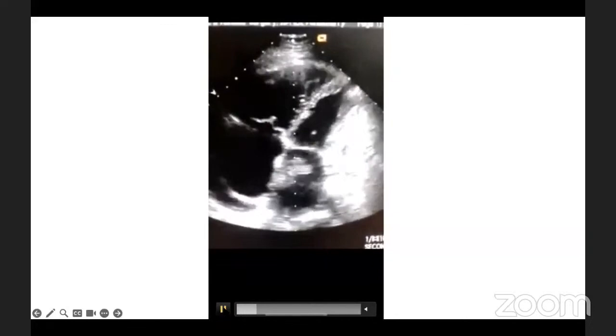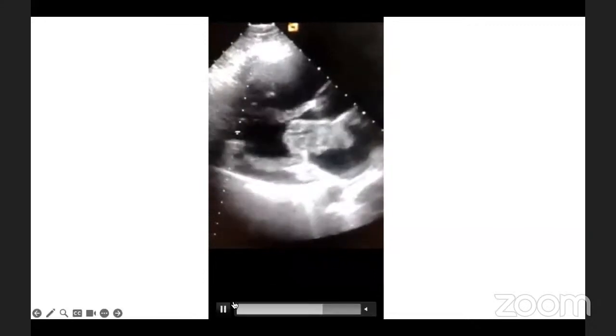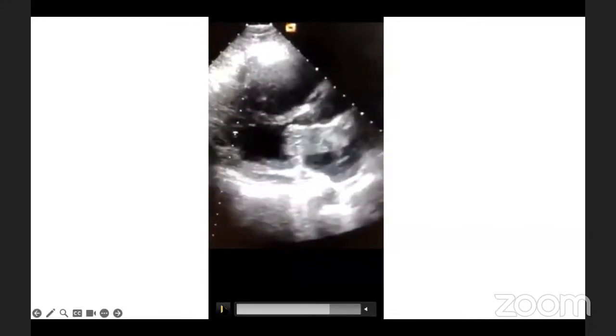Yeah. And I'm not sure if it's attached to the leaflets or the wall near the leaflets. Yeah, so here in the parasternal long axis view, do you see it? Is it attached to the leaflet? Here, see? No, there is a gap. Yeah, there is a gap. So the leaflet is spared. The mass just protrudes into the left ventricle and comes back. Okay? And you see here, it's attached to?